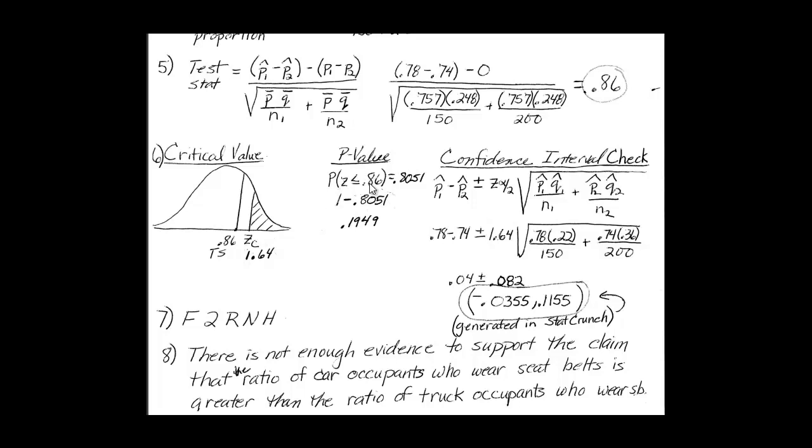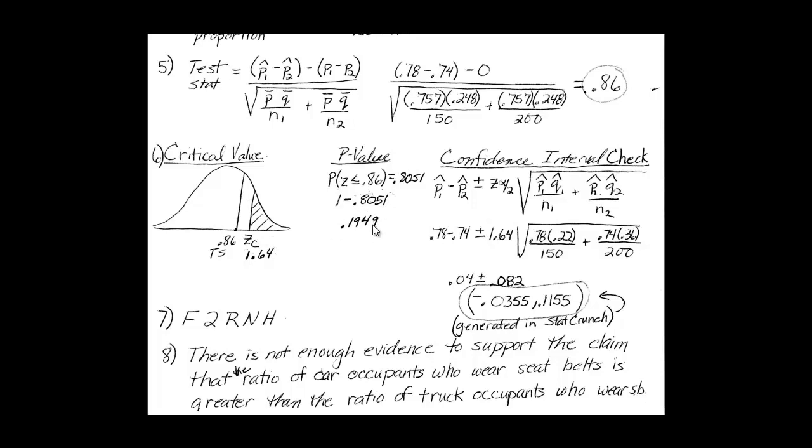The p-value correlates with the amount of probability to the right of this test statistic. The p-value that correlates with 0.86 is 0.8051, but that's the area to the left of that test statistic, and we want to see what's to the right. So we're going to take the complement, and that would be 0.1949. So in other words, 19% of the curve would be above that test statistic.